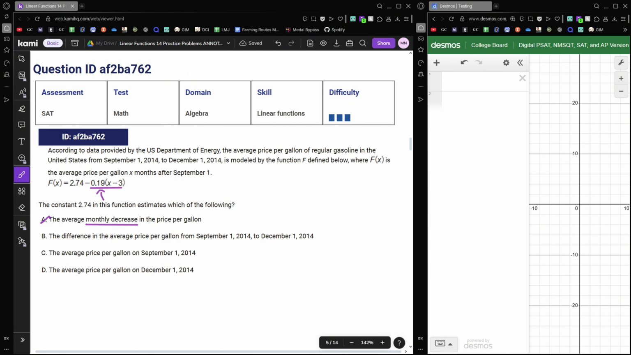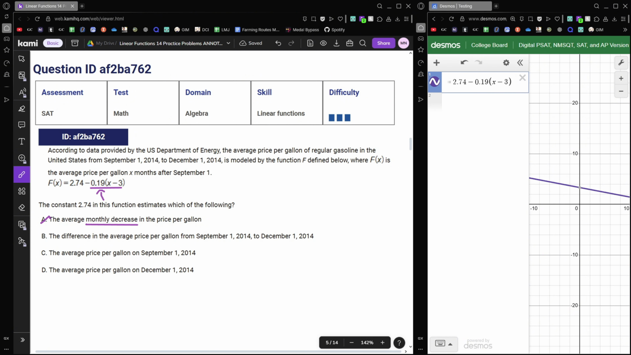B. The difference in average price per gallon from September 1st, 2014 to December 1st, 2014. And if you look at C and D, it's going to be the average price per gallon on September 1st or December 1st. So based on what we know right now, we can't rule out any of those answer choices. Instead, let me quickly put this function into Desmos.